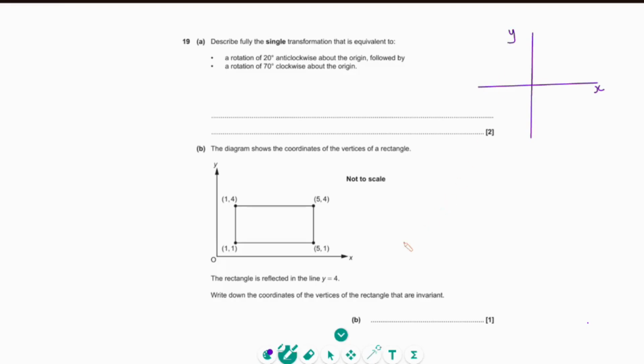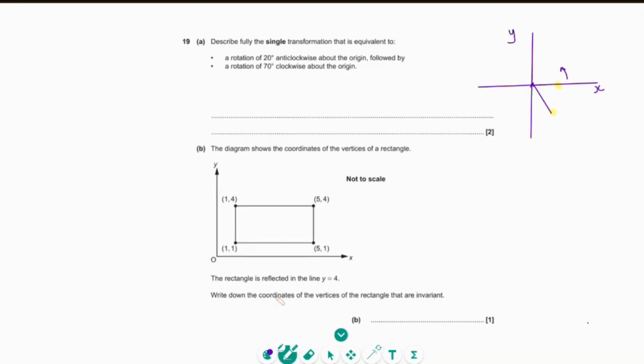Okay, so I'm just going to imagine a point, let's say here. We're turning from the origin. So if you moved 20 degrees anti-clockwise, turned, not moved, turned from the origin, and then 70 degrees clockwise, it would be 20, then 50. So you point and end up over here somewhere.